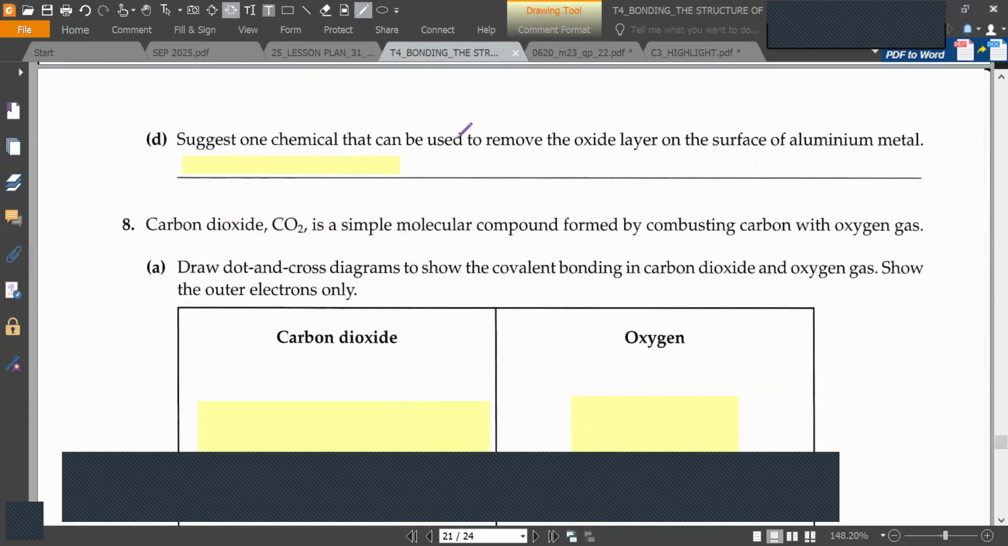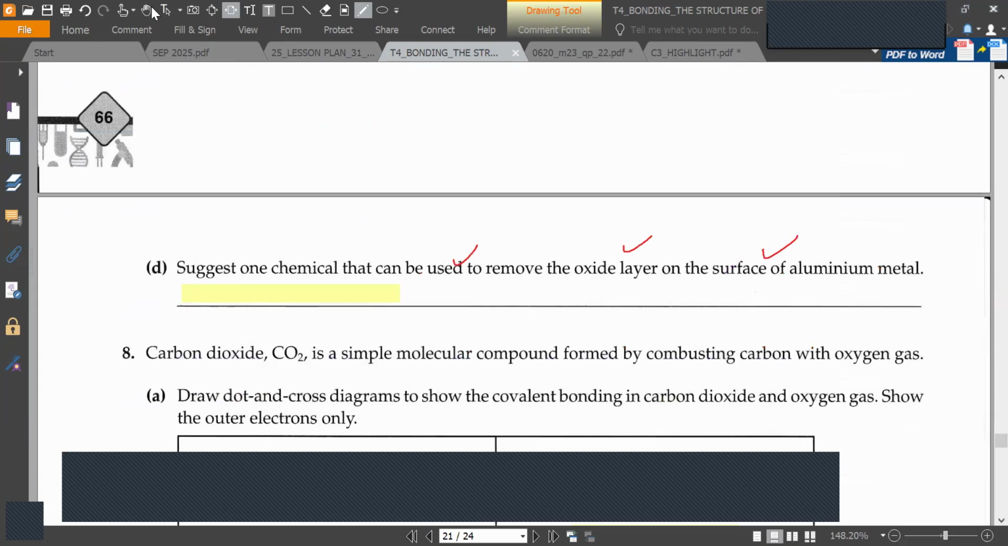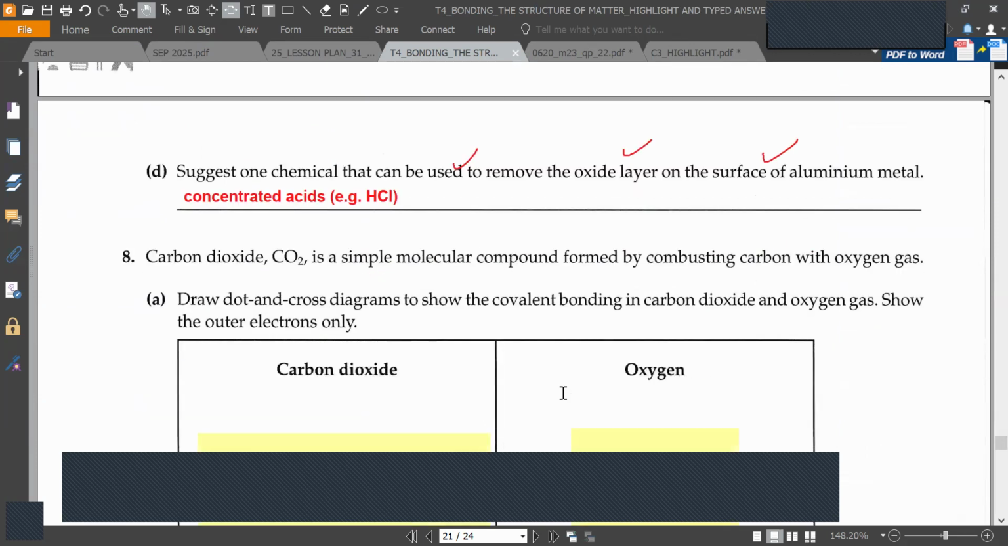One chemical that can be used to remove the oxide layer on the surface of aluminum metal. Let's say we want the aluminum, we don't want this layer of aluminum oxide. What can we do? We can put acid. The acid can remove the oxide layer.